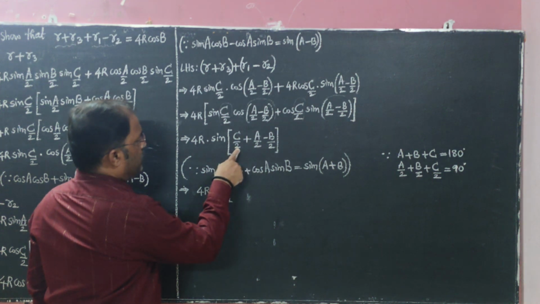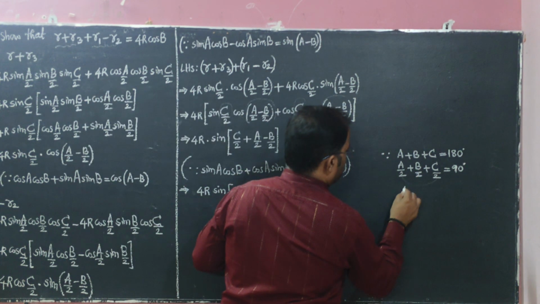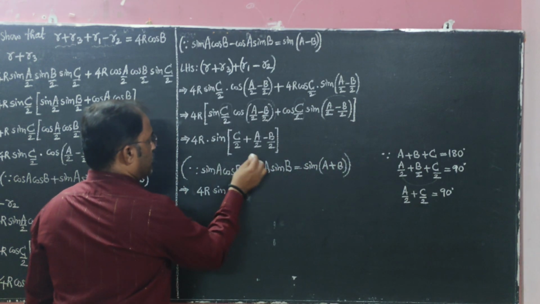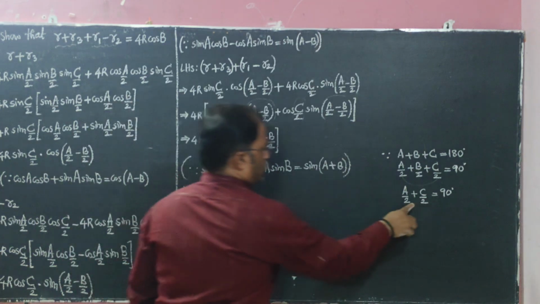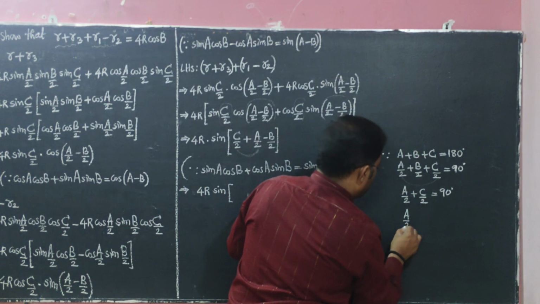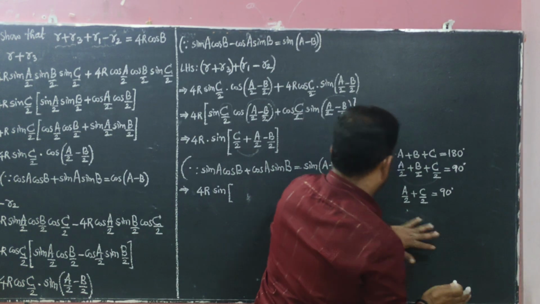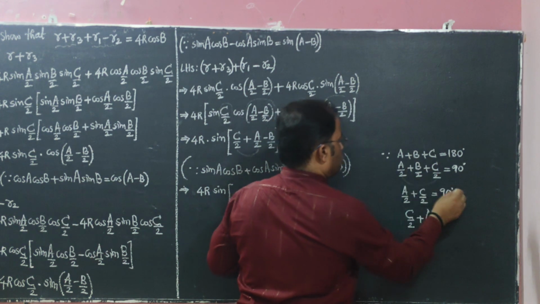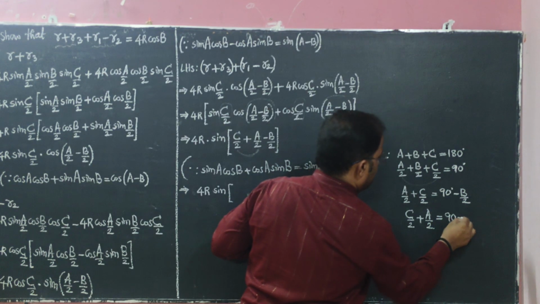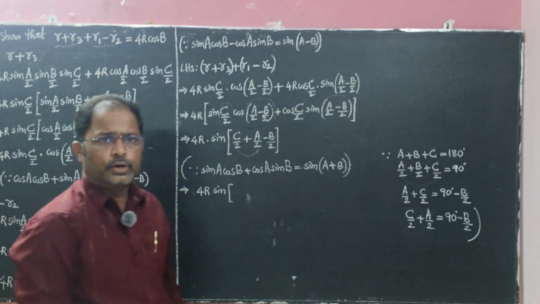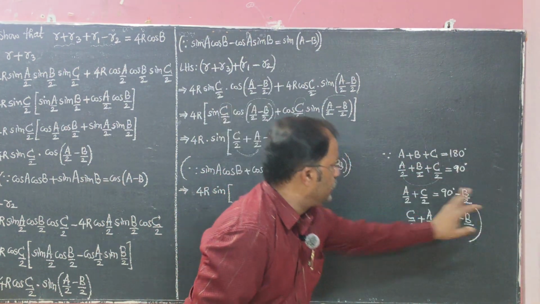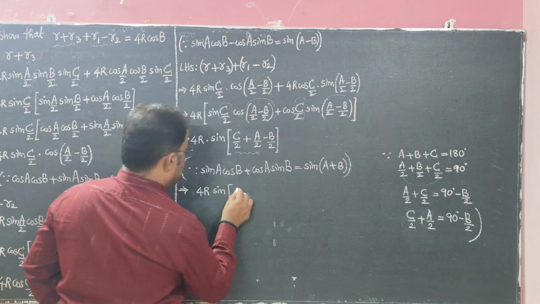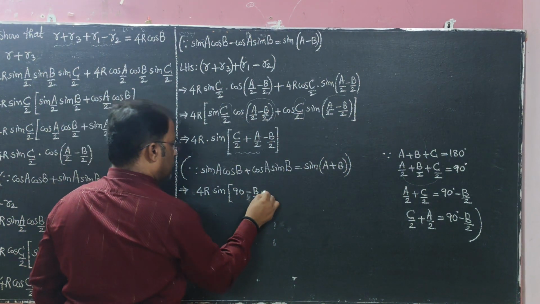Clear? See, here a by 2 plus c by 2, or c by 2 plus a by 2, means 90. Look here: a by 2 plus b by 2, both terms can be written as a by 2 plus c by 2, with plus b by 2 becoming minus. Let us reverse the equation: c by 2 plus a by 2, and plus b by 2 becomes minus b by 2, so it is 90 minus b by 2. Both terms can be written as 90 minus b by 2, and one more b by 2 is already there.